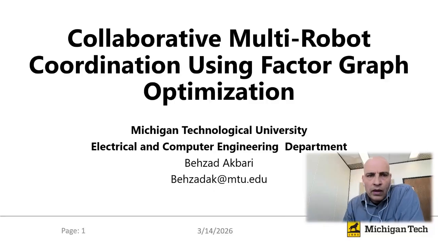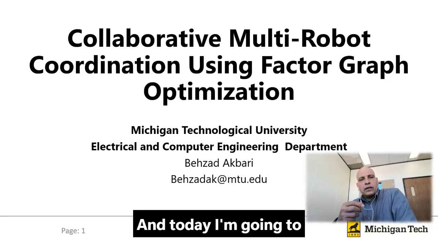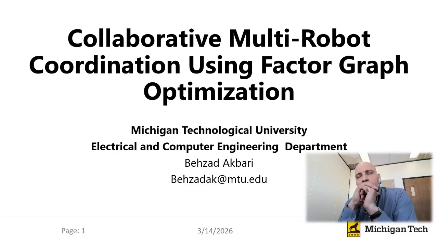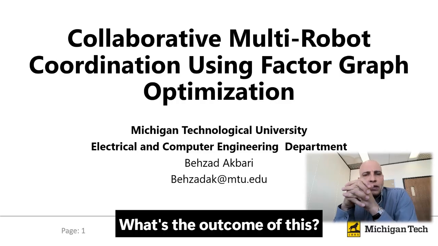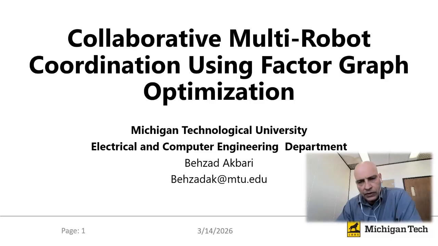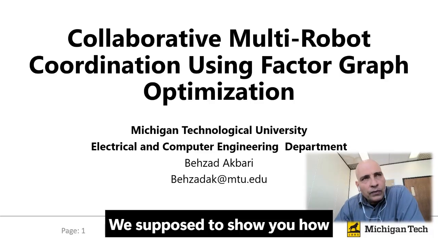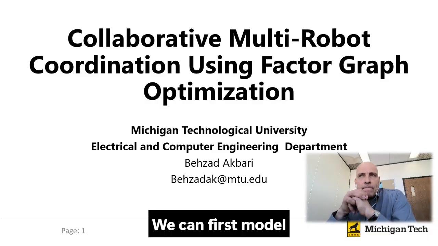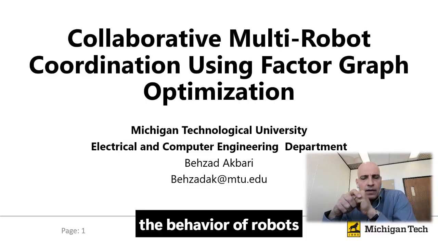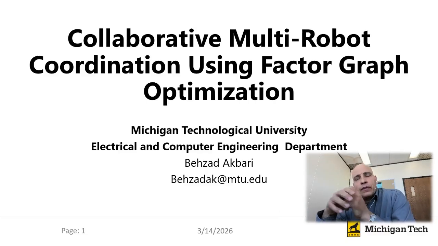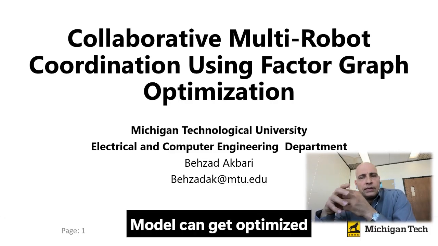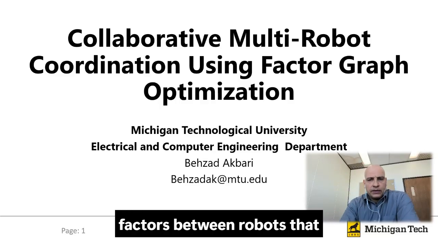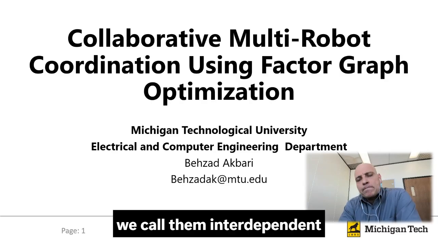Okay, hi everyone. Today I'm going to talk about collaborative multi-robot coordination using factor graphs. What's the outcome of this lecture? We're supposed to show you how, using probabilistic models, we can first model the behavior of robots and how this model can get optimized when you have some factors between robots that we call interdependent factors.